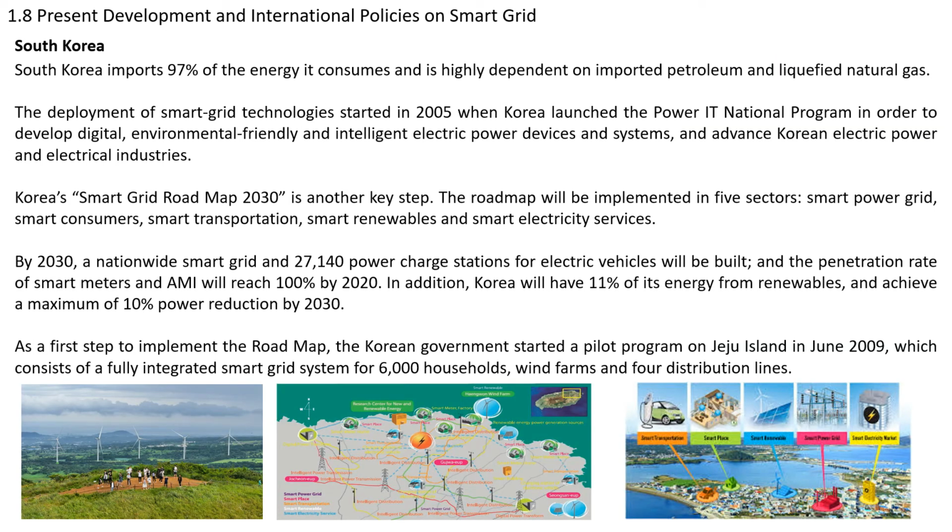And coming to South Korea, South Korea imports 97% of the energy it consumes, and it is highly dependent on imported petroleum and liquefied natural gas. The deployment of smart grid technology started in 2005 when Korea launched the Power IT National program in order to develop digital, environmentally friendly, and intelligent electric power devices and systems, and advance the Korean electric power industries. They also have the Smart Grid Roadmap 2030 as another key step.